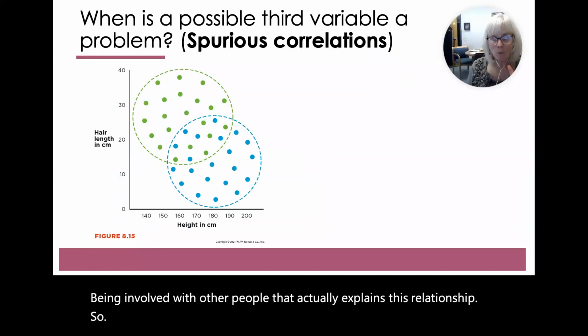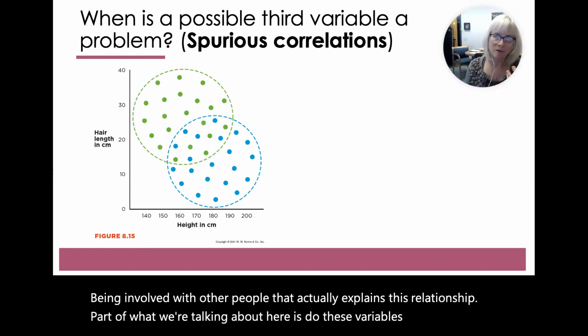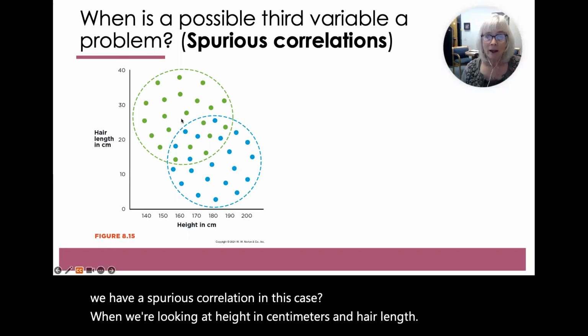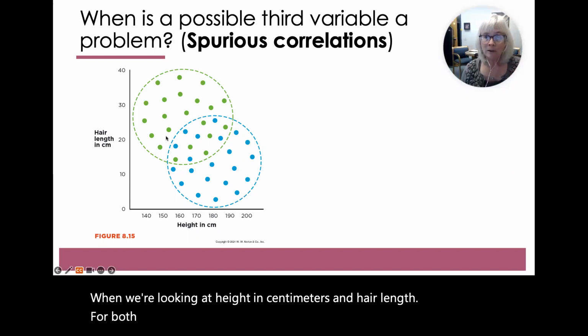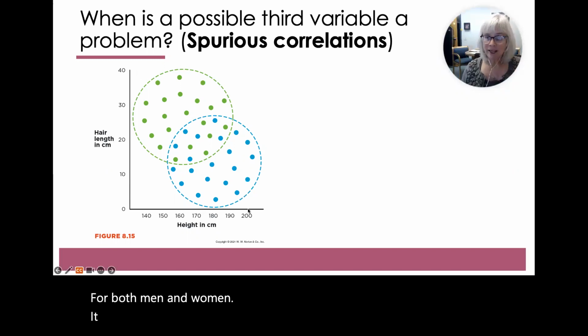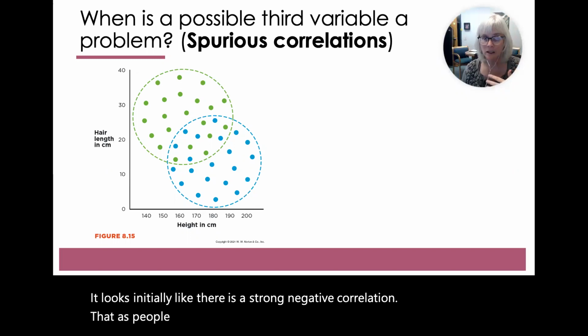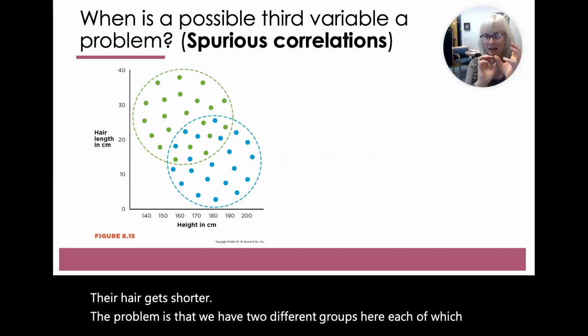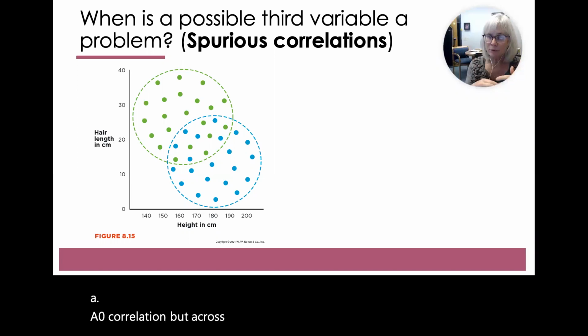So part of what we're talking about here is, do these variables make sense? Do we have a spurious correlation? In this case, when we're looking at height in centimeters and hair length for both men and women, it looks initially like there is a strong negative correlation, that as people get taller, their hair gets shorter. The problem is that we have 2 different groups here, each of which has a 0 correlation. But across those 2 groups, it makes it look like there is a correlation.